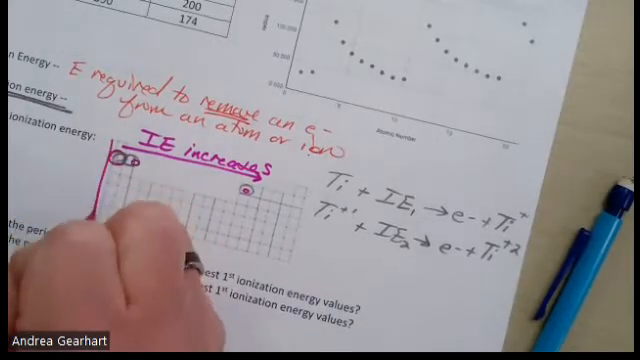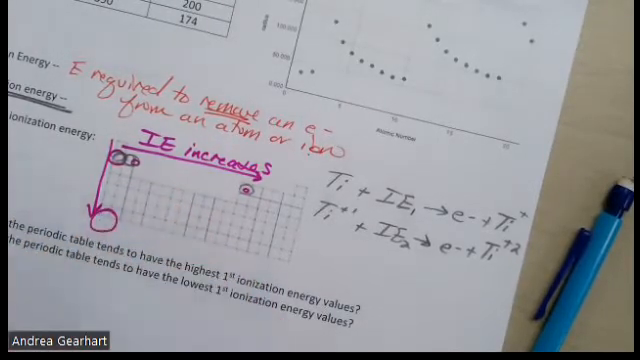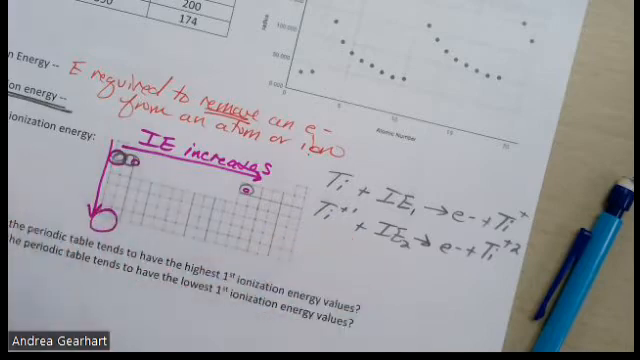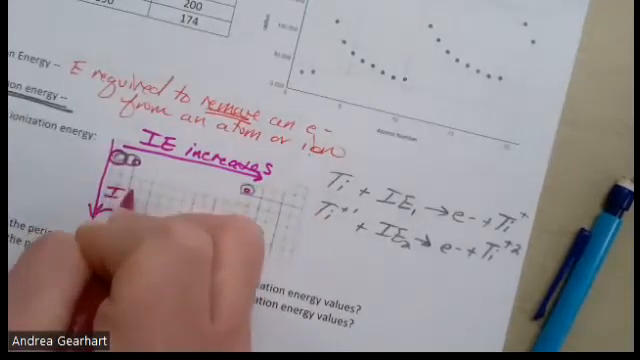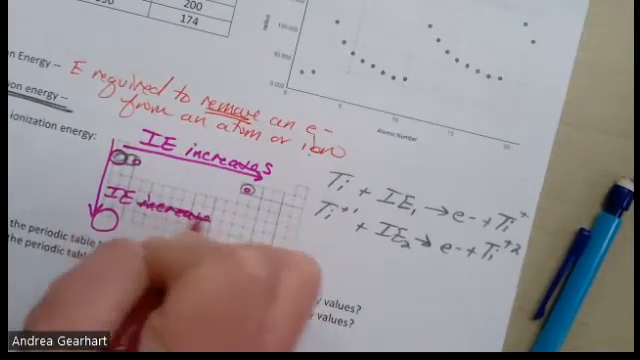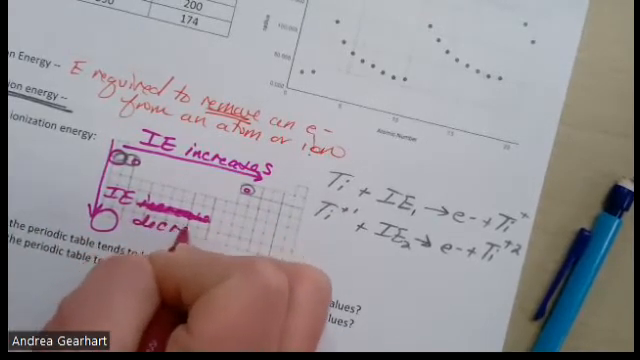Katie, as we go down a group, our atoms get bigger. So to remove an electron, will it require a greater or lesser investment of energy? Very good. Oh, decreases, yes.